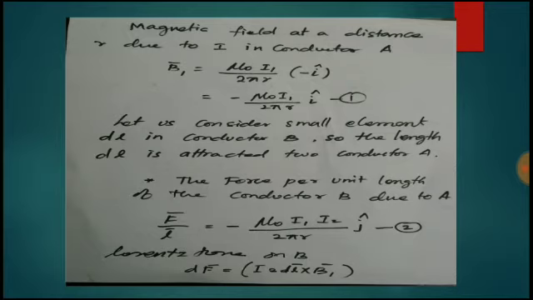From the second equation only, we are calculating the Lorentz force on which conductor? Second conductor, that is B. Therefore, df is equal to I dl into B1. The magnetic Lorentz force is on the second conductor. Do you understand?